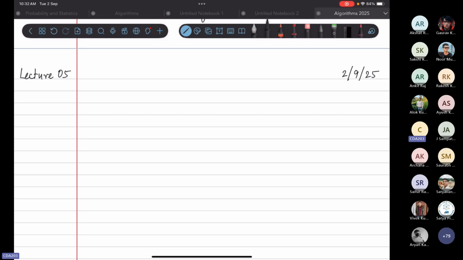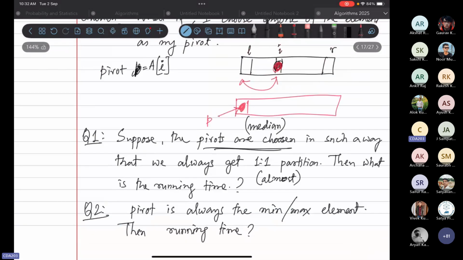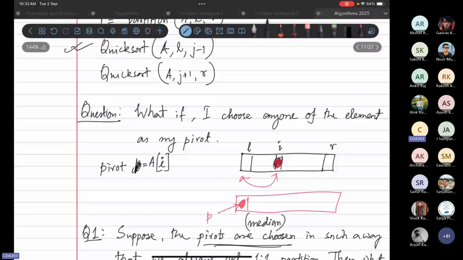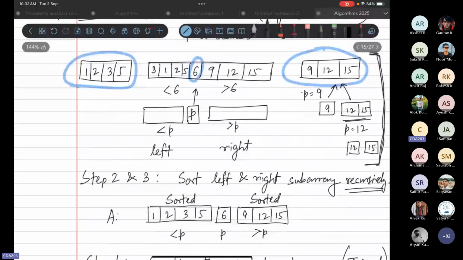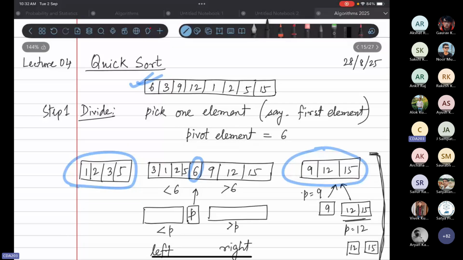Okay, so let's start. Let me quickly review what we did last time. We have seen this algorithm of quicksort. In this quicksort, the division process was: I pick one element, for the sake of ease we have taken the first element as pivot, and then based on this pivot, we partition this array.